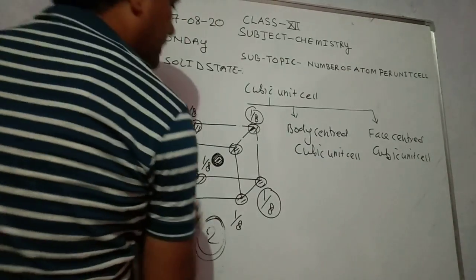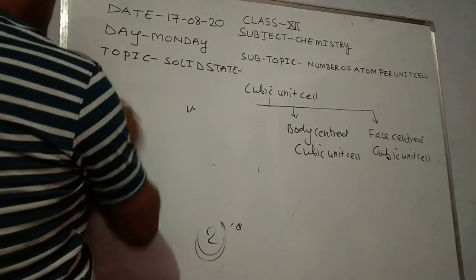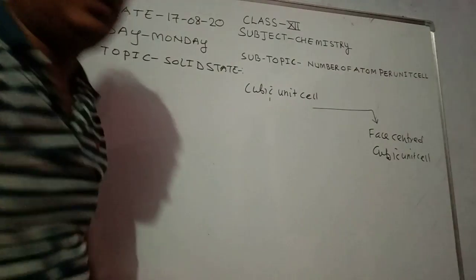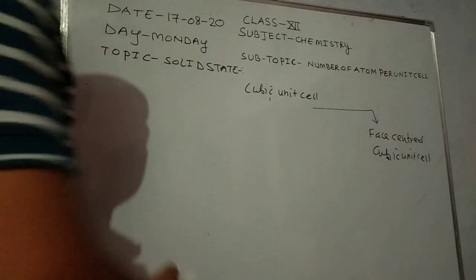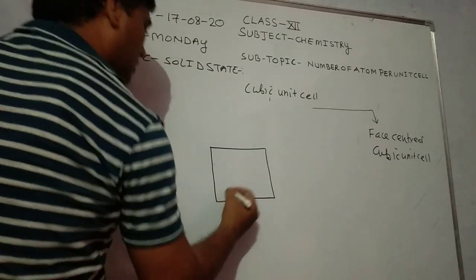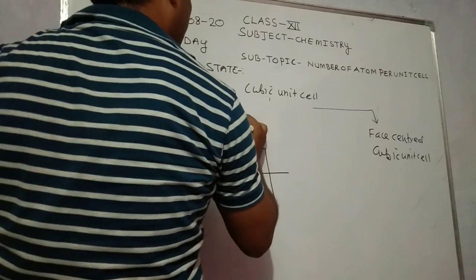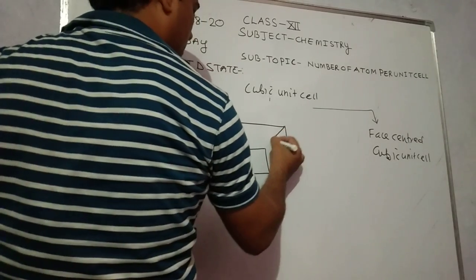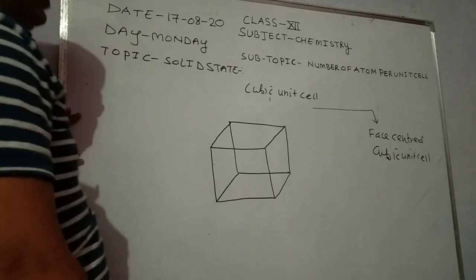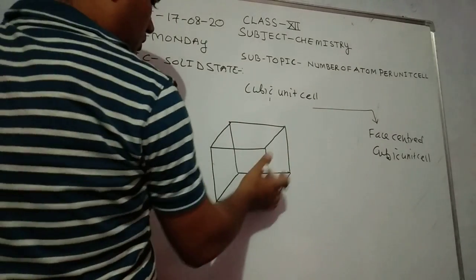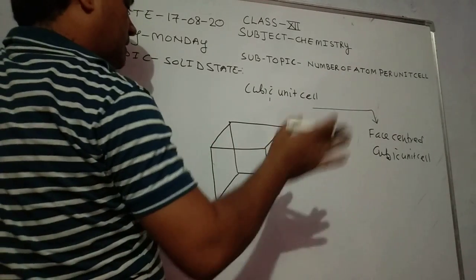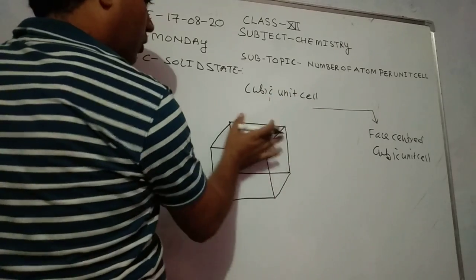So I am going to discuss next the face centered cubic unit cell. In a face centered cubic unit cell, lattice points are present at the corners as well as the center of each face. How many faces? 1, 2, 3, 4, 5 and 6. One face is present below the board.